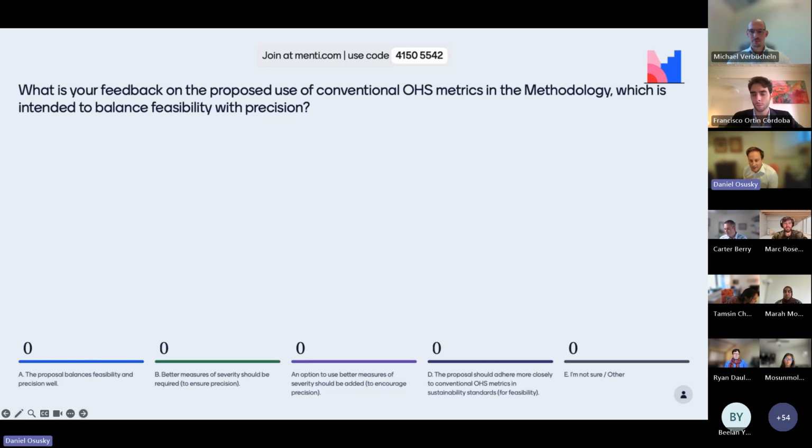And then, of course, we have a few responses that are in the middle at this stage, which is more closely to conventional OHS metrics in sustainability standards, and then other feedback to actually use better measures of severity being added. That's something we're usually not surprised by with some of these decisions that can be made along spectrums. There's some feedback around the way to find the right balance, and other feedback around emphasizing different directions of prioritization between that balance. Tamsin and Fran, if you would like to share any other reflections on the question or the responses here. If not, I will start to pose some questions that we've received.